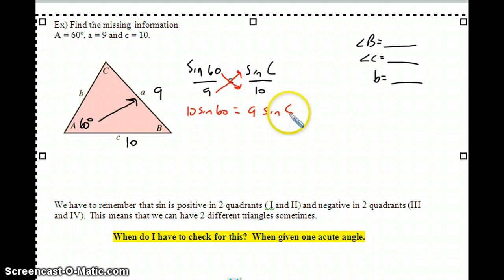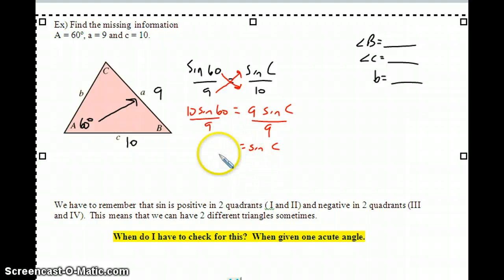This time again I'm trying to find angle C, so I've got to get rid of the 9. So I'll divide by 9. But that will leave me with the sine of C. So 10 sine of 60 divided by 9 gives me 0.9622, and the decimal keeps going on. I don't want sine of C. I want to get rid of this sine by moving it over. And the way we move it over is we take the inverse. And so when I take the inverse, I'd find that angle C would be 74.2.